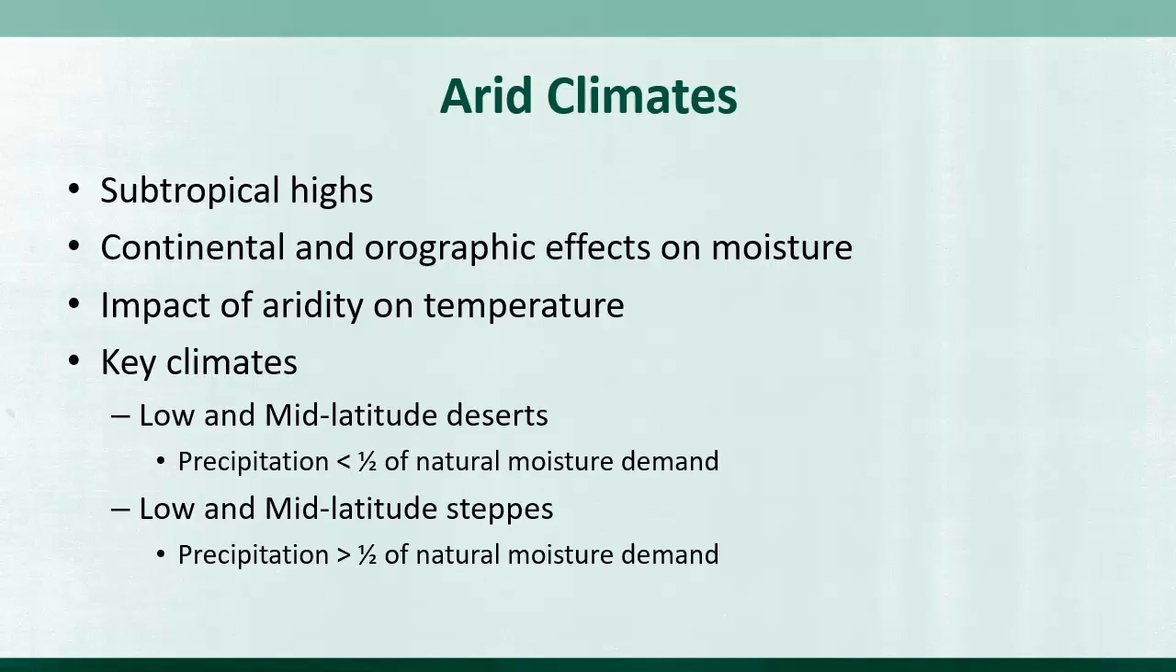That refers to the amount of moisture that is essentially used up by the environment through evaporation and also the transpiration of plants. In the steppe climates, there's a little bit more precipitation than that, so it's greater than half of that natural moisture demand. And these steppe climates are places where we get grasslands, essentially. Now, both of these climates have low latitude and mid latitude. The low latitude are the ones that are closer to the equator, closer to the subtropical highs. The mid latitude ones, also impacted by the subtropical highs, but usually impacted by continental effects as well.